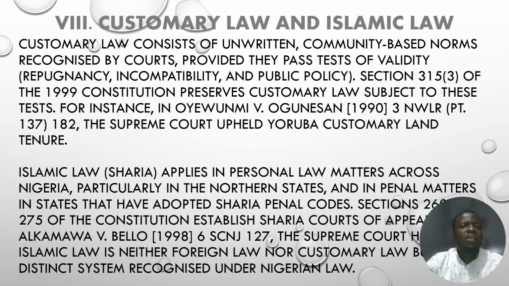What is the test of validity? One, repugnancy, incompatibility, and public policy. Do you understand? All these are when it does not go against the repugnancy test. This repugnancy test is about natural justice, equity, and good conscience. Please take note. So any customary law that does not go against natural justice, equity, or good conscience, then it is accepted. Then incompatibility and public policy, meaning if it is not incompatible with any laws, then it is accepted. If it is, then it will not be accepted. Okay.